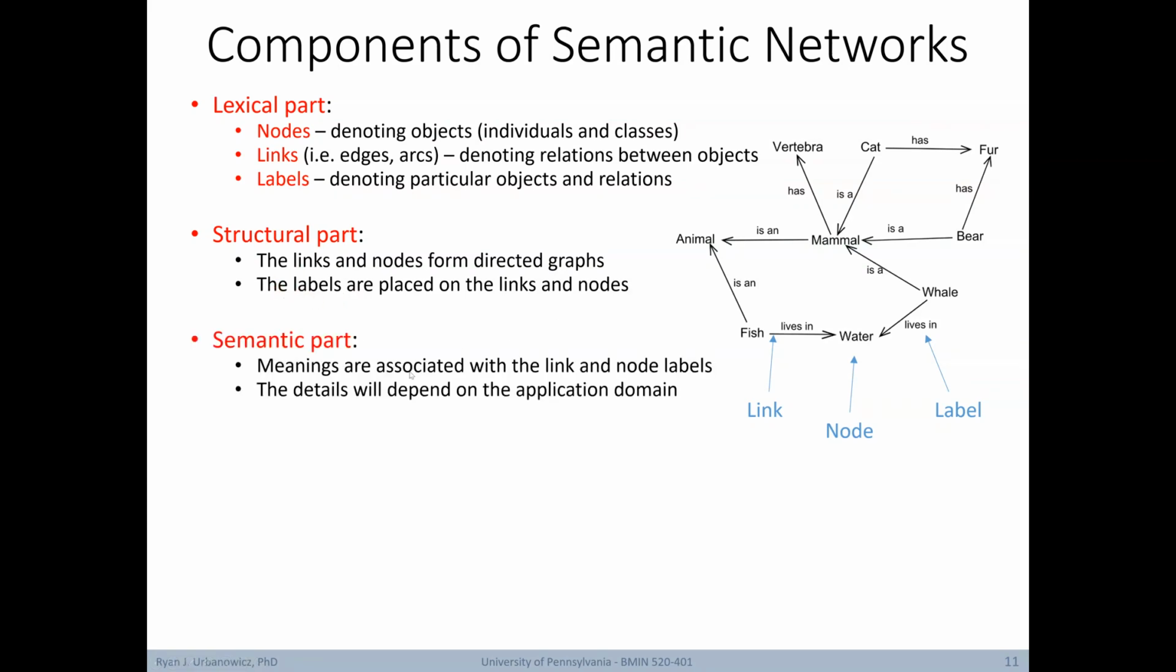Next, we get to the semantic part of a semantic network. Here, meanings are associated with the link and node labels, and the details of the underlying meaning of the text will depend on the application domain. Next, let's examine the procedural parts.